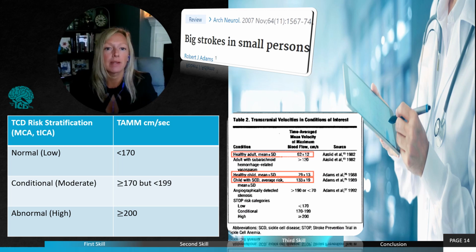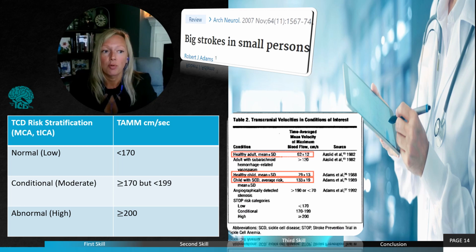Next, Dr. Robert Adams published Big Strokes in Small Persons. What this entailed was a TCD risk stratification to determine the criteria of mean velocities in categories. So we could determine if mean velocities were normal, conditional, or abnormal to isolate individuals who required additional medication or therapies.